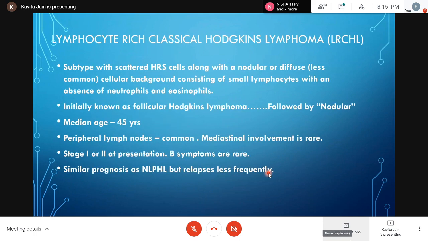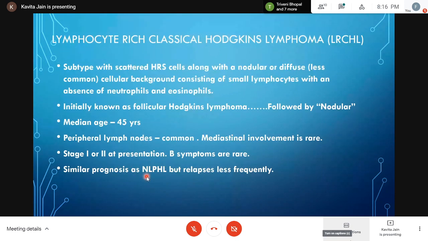The lymphocyte rich is again, as the name suggests, comprising of all small lymphocytes with an absence of neutrophils and eosinophils, and we have scattered HRS cells within the nodules. Initially, it was called follicular Hodgkin's, but now it has been called nodular Hodgkin's. Peripheral lymph nodes, again, stage 1 or 2 at presentation. B symptoms are rare.